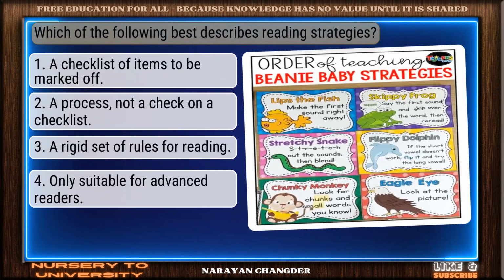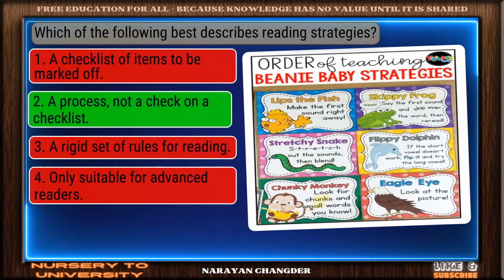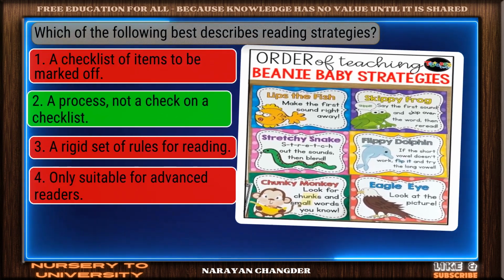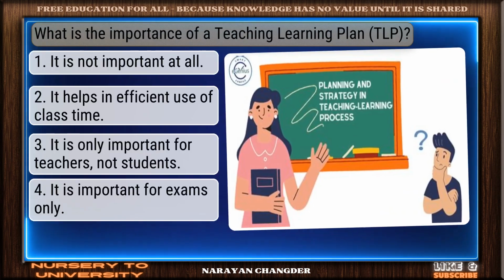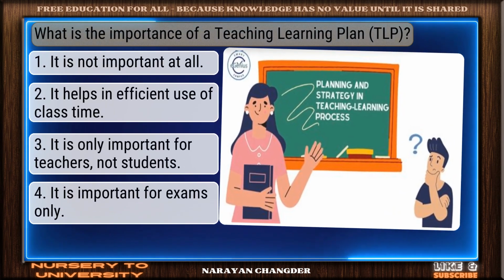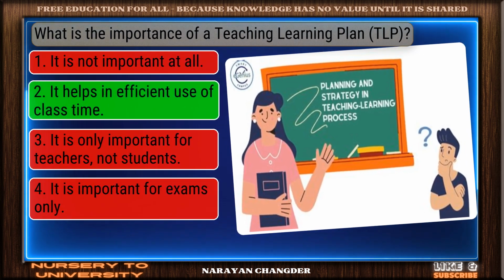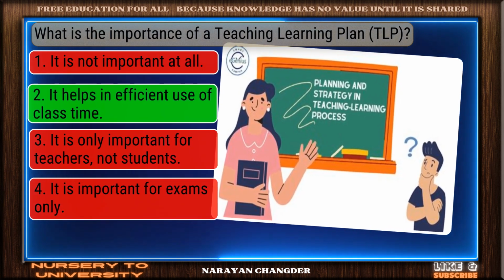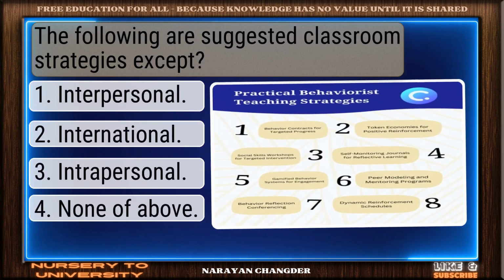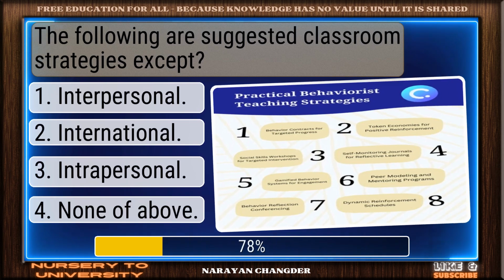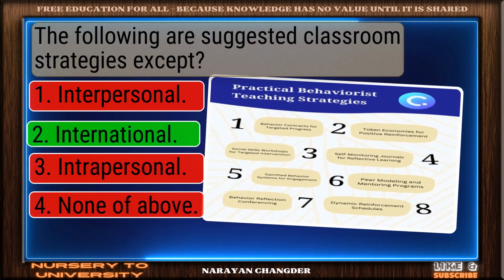Which of the following best describes reading strategies? Great job. A process, not a checklist, is the accurate answer. What is the importance of a teaching learning plan? Nicely done. It helps in efficient use of class time is a solid answer. The following are suggested classroom strategies except. You're right. International is the correct answer.